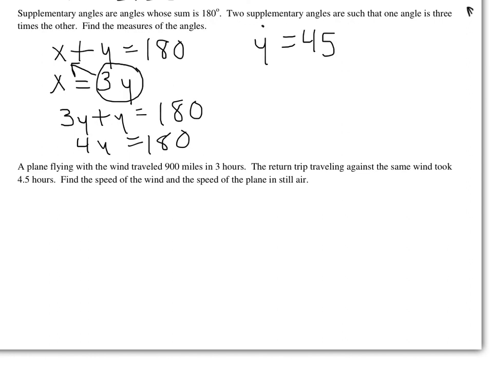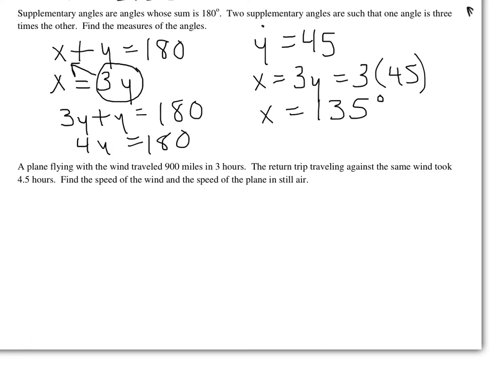If y is 45, what's x? Well, we know x is 3y. And since y is 45, what is 3 times 45? 135. Find the measures of the angles. The angles are 45 degrees and 135 degrees. And that's our answer.